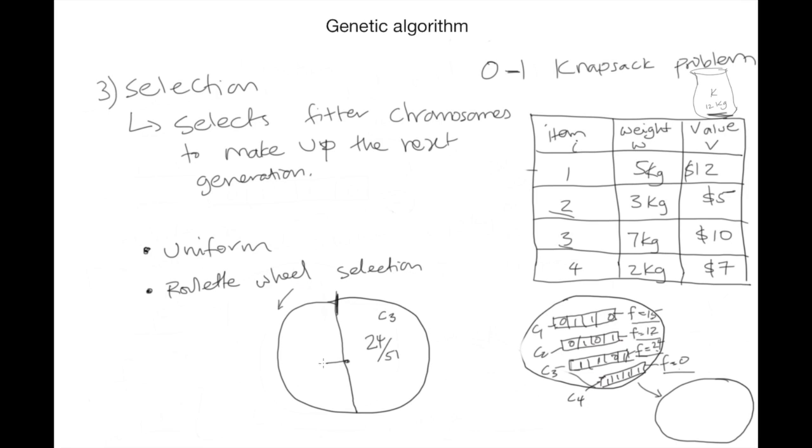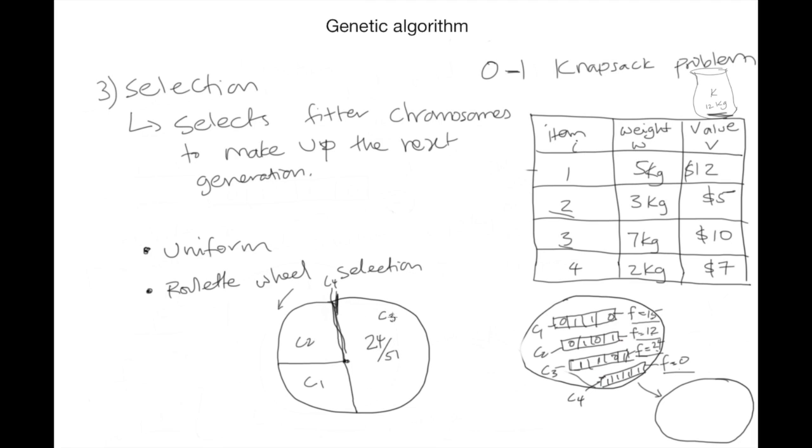Then we can have C1 here, C2 is somewhere here. Unfortunately, C4 has 0 chance of winning. So in this way, the roulette wheel is set up and we spin it.